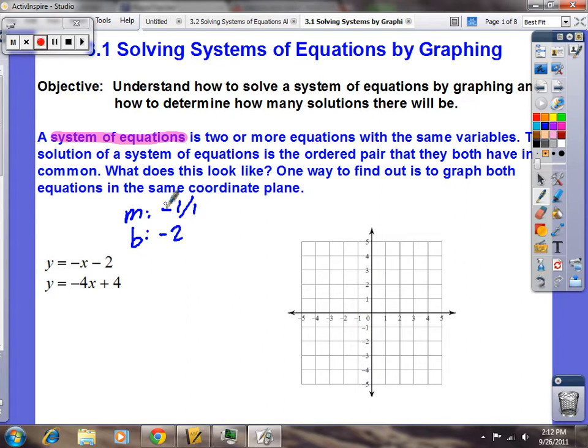Give me a dot. Where's my first dot going? On the y, -2. Everybody put a dot right there. Now where? You have to use your rise over run to get more dots. Left one, up one? That'll work. Or you go down and right. Either way. Once you've got a handful of dots, draw a line through them.